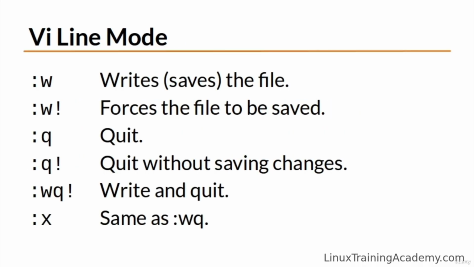To use VI's line mode, begin a command with a colon. For example, to write the file or save the file, type :w enter. To force a file to be saved, type :w exclamation mark. To quit, :q. To force quit, :q exclamation mark. To save the file and quit, or write and quit, :wq exclamation mark. And :x is the same as :wq.